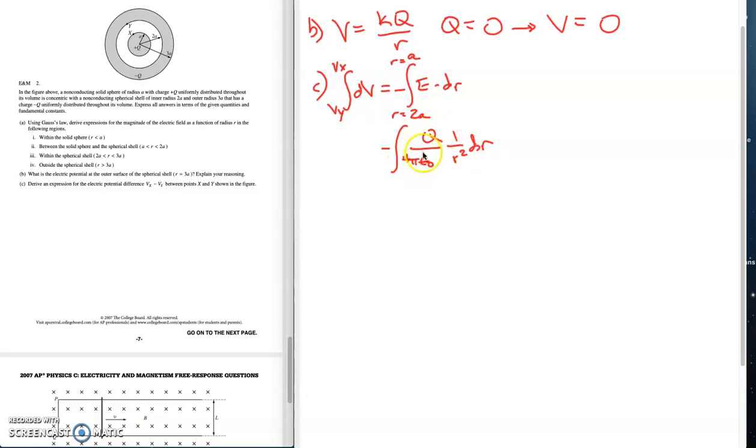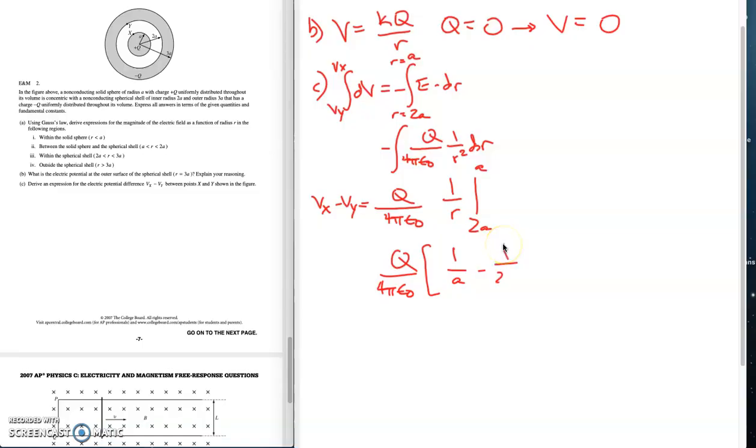So all of these are constants. They go along for the ride. And when we integrate this, we get a 1 over r with a minus sign, but we have another minus sign there. Oh, goody. And we're going to go from 2a to a. And that gets us on the left side Vx minus Vy. And when we plug these in, again, the constants go along for the ride. And then we have 1 over a minus 1 over 2a.